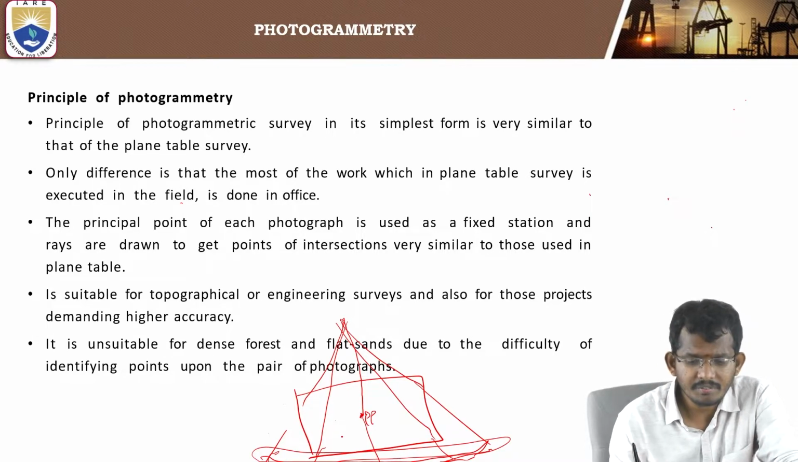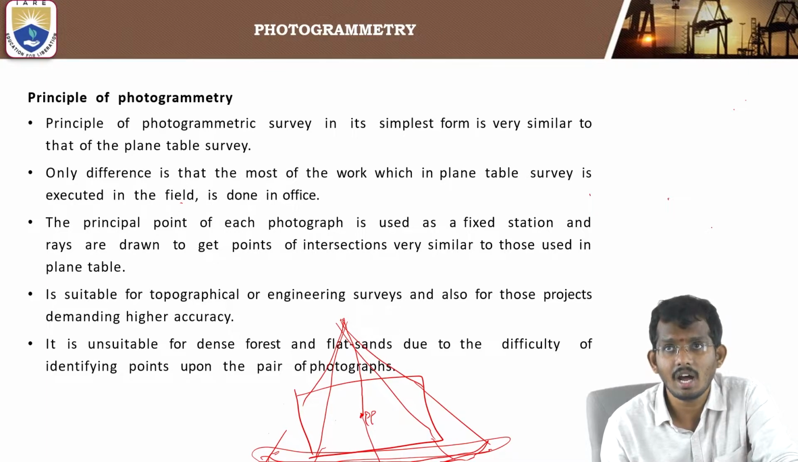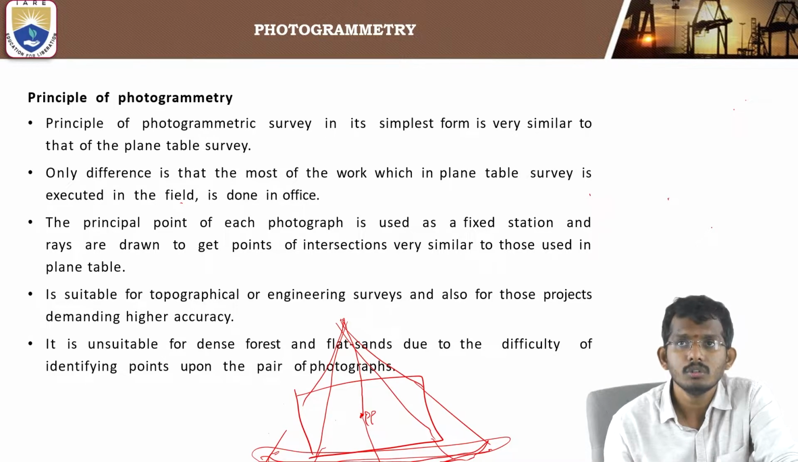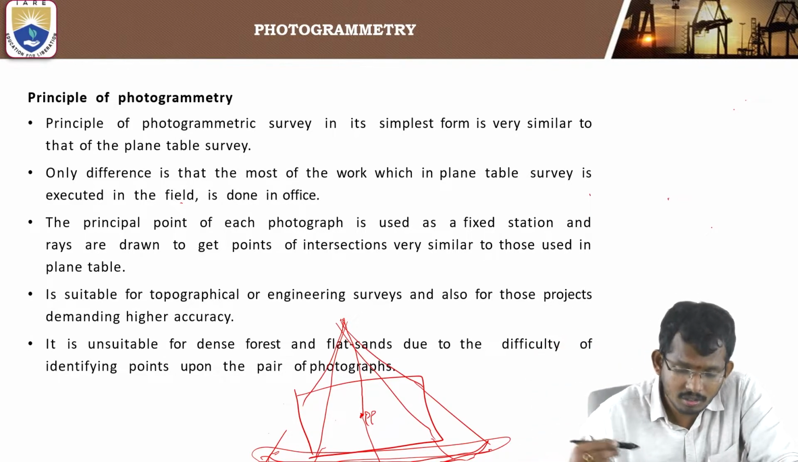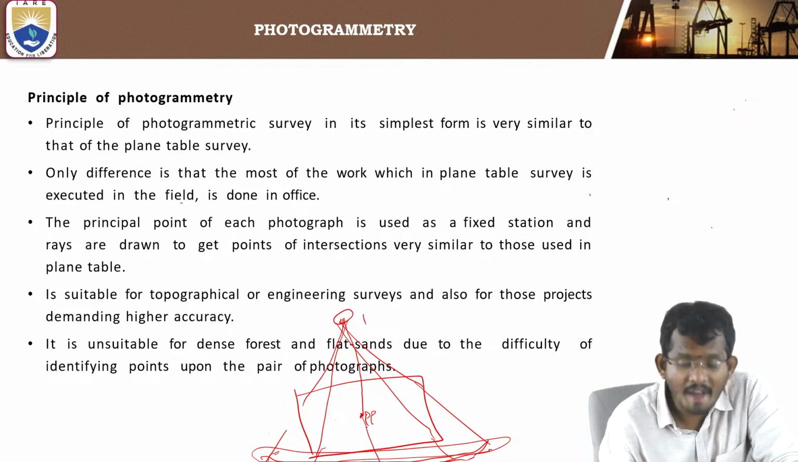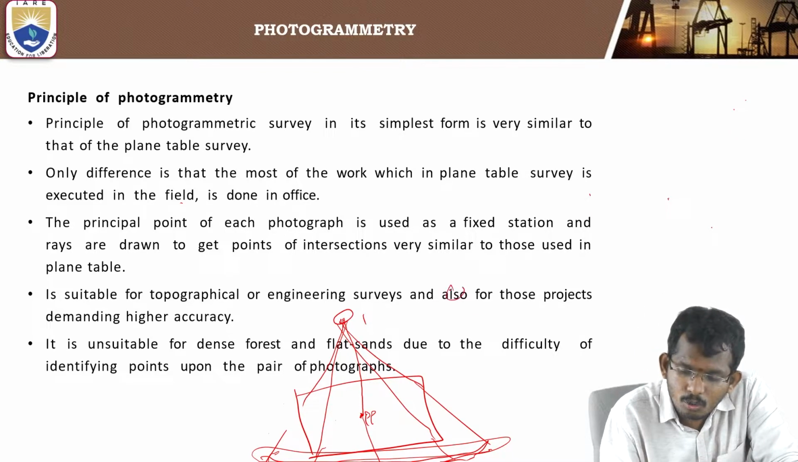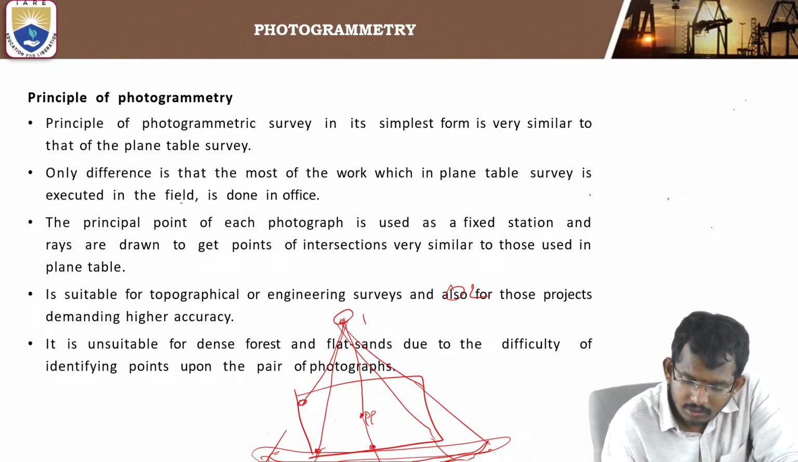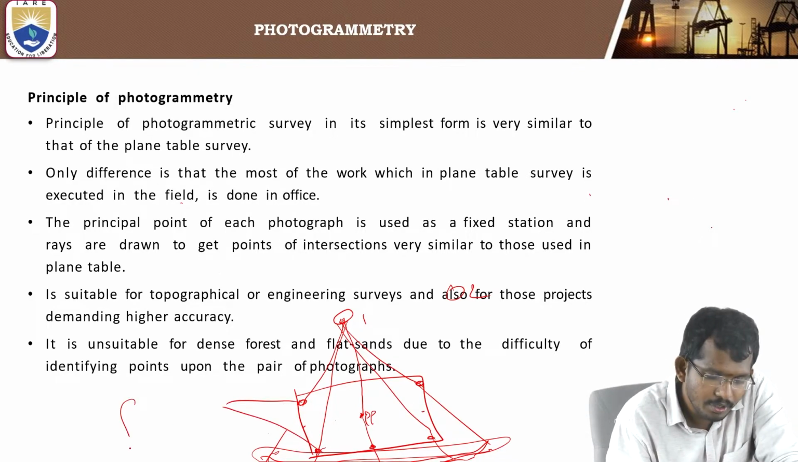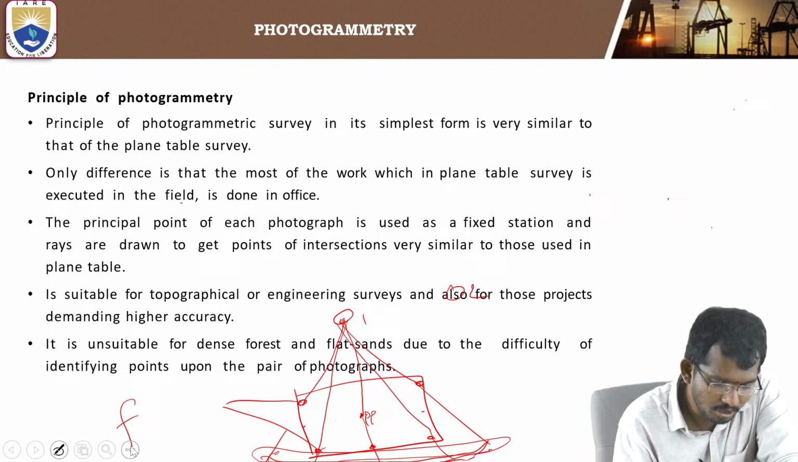So if there is dense forest or flat sand, there is difficulty in identifying the points upon the pair of photographs. Why? Because at exposure one, O1, I have captured a photograph here. At the next exposure, O2, I captured one more photograph, and there are some points which are lying on the edges of the photograph. The points which are lying on the edges of the photograph are called peripheral marks or points.